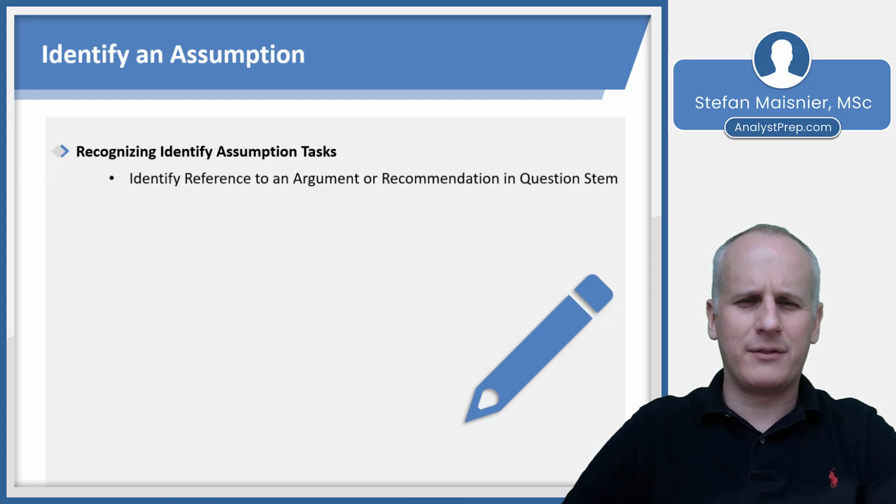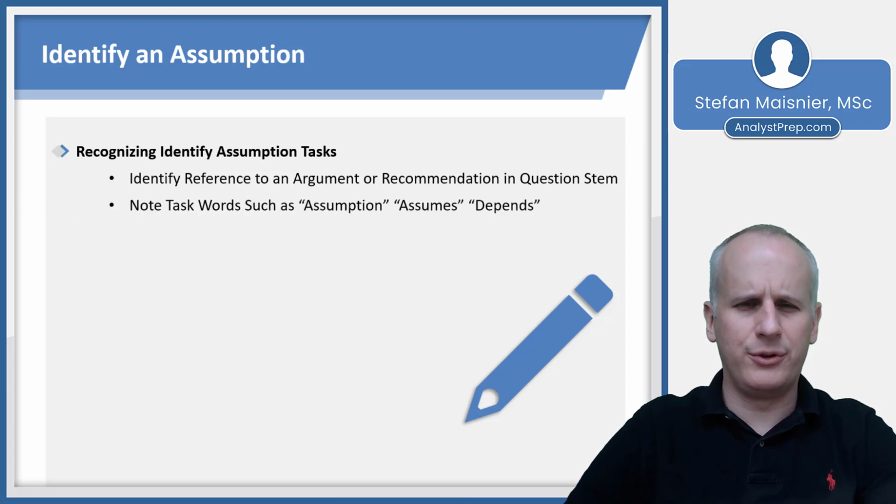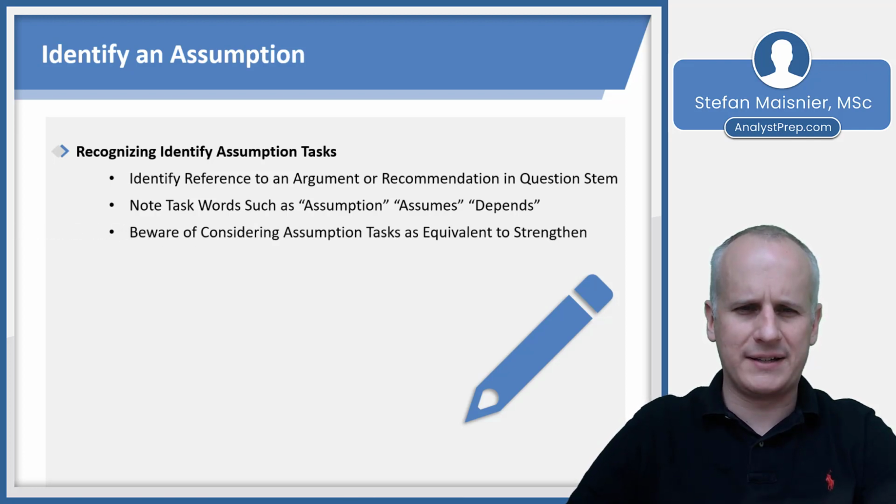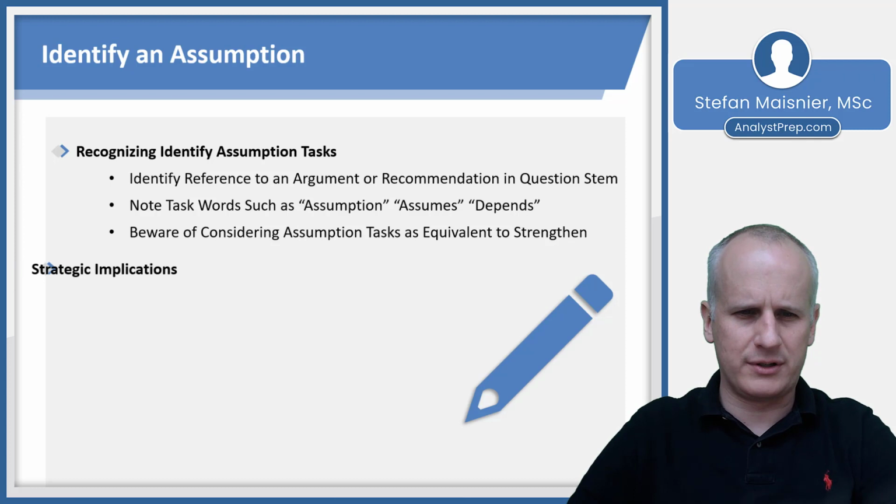We begin by finding a reference to an argument or a recommendation in the question stem, so some sort of opinion. And you'll note some task words such as assumption, assumes, or depends that indicate you're being asked to find an assumption. Be careful of considering assumption tasks, though, as equivalent to strengthen. You're looking for something ultimately that must be true for an assumption task, whereas a strengthen is just to find information that would support the argument but isn't necessary for it to be valid.